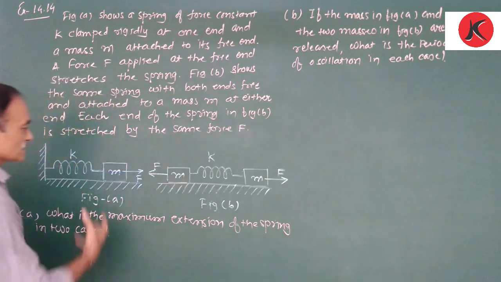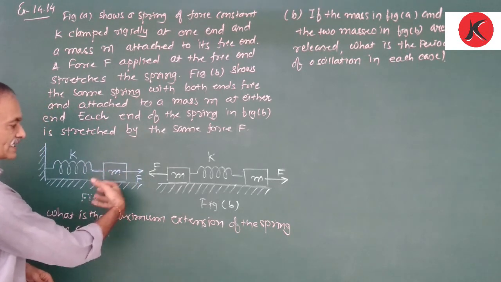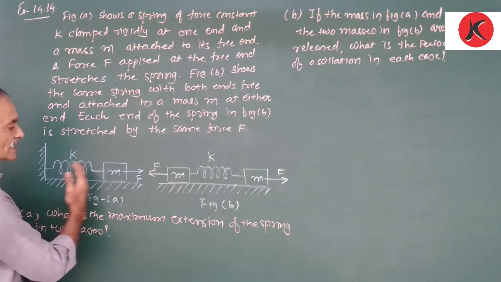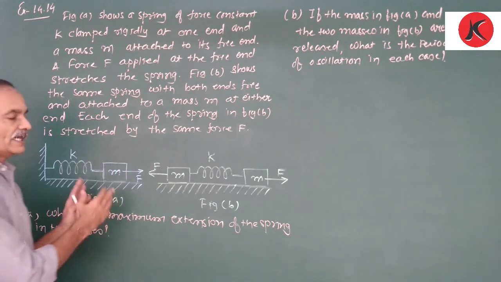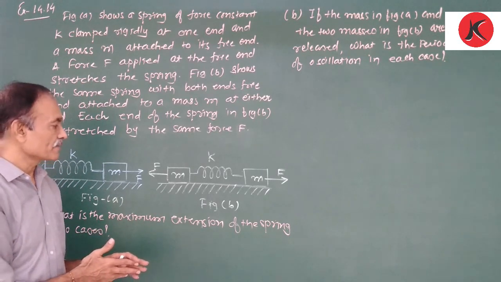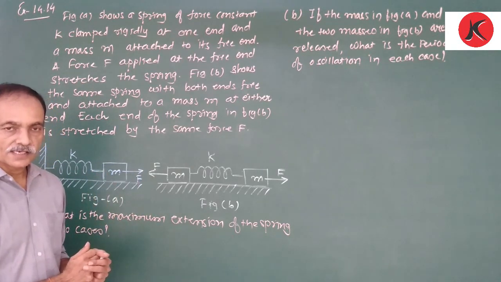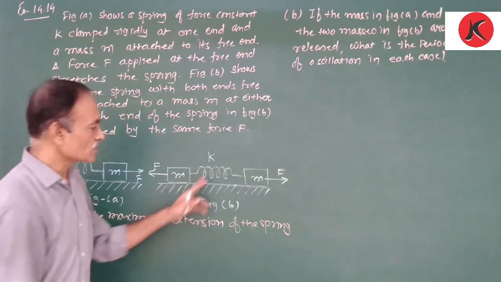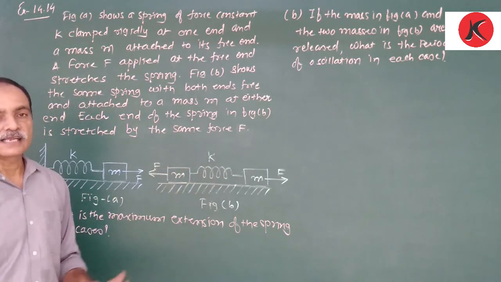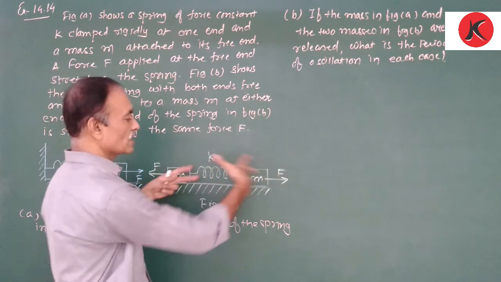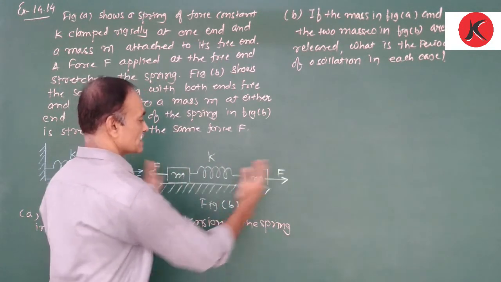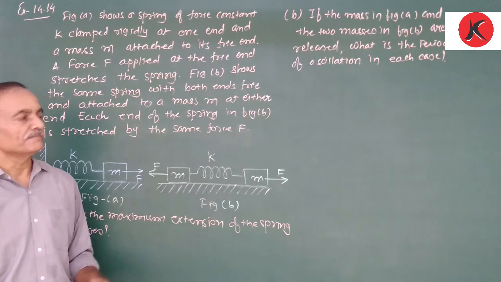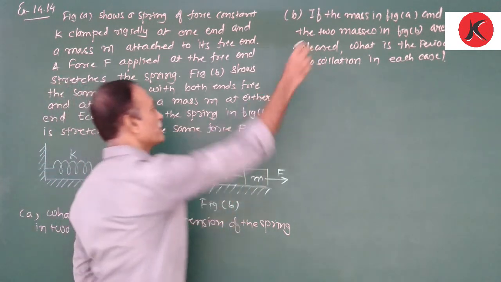Now listen here. First we apply the external force and increase the length of the spring, and then we release it, so it performs oscillation. We have to first find out the extension in length of the spring and the period of oscillation. Here we apply the same force on both blocks of mass M, so what should be the extension in the length of the spring? And when we release both blocks, both perform oscillation about their mean position. What is the periodic time? So first we describe figure A.